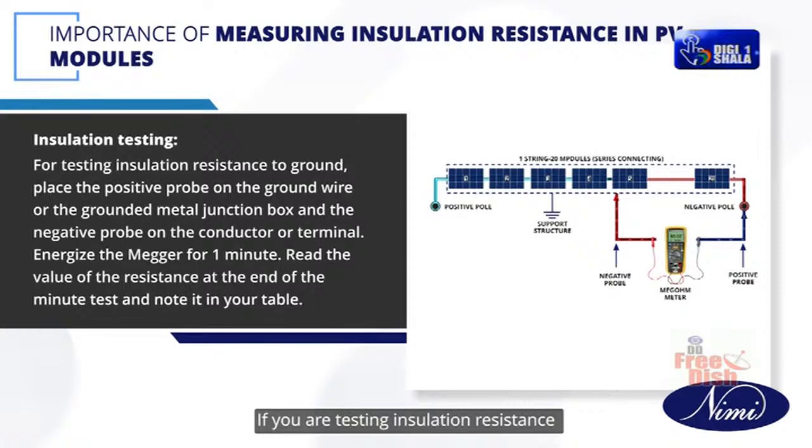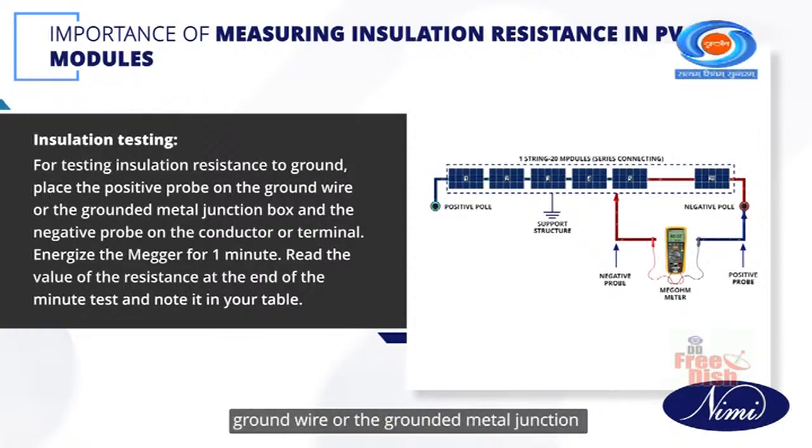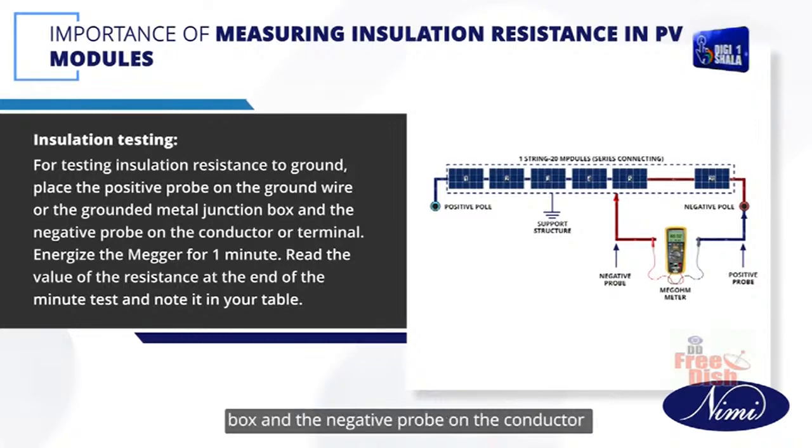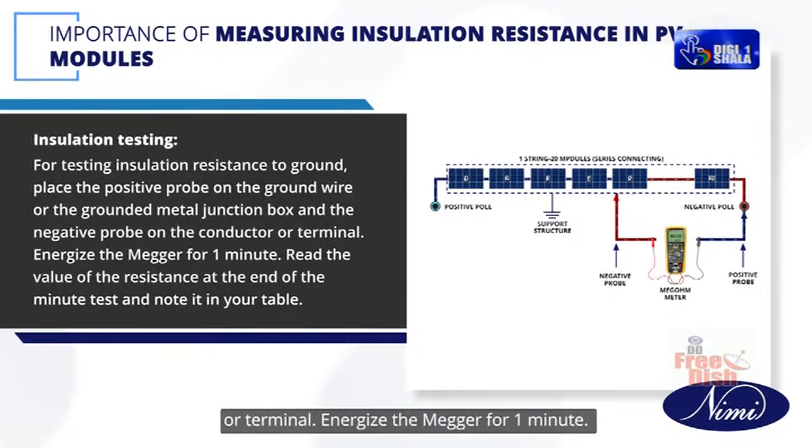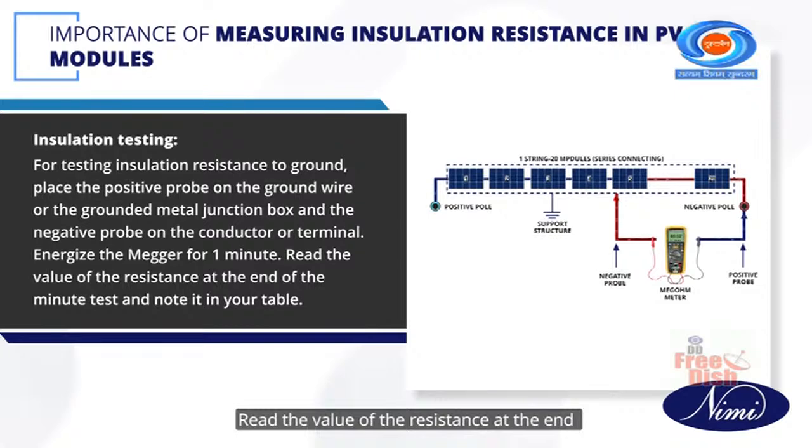If you are testing insulation resistance to ground, place the positive probe on the ground wire or the grounded metal junction box and the negative probe on the conductor or terminal. Energize the Megger for 1 minute. Read the value of the resistance at the end of the minute test and note it in your table.